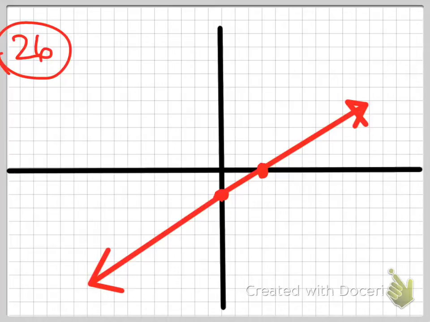Okay? X-intercept and y-intercept. Remember, if you have y by itself, you can graph it immediately because you have the slope right in front of you. And if you don't have y by itself, the easiest thing to do is to solve that equation for y. Okay, good luck.